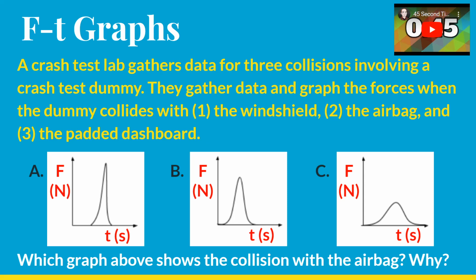Okay, so looking at this, if those were the 3 scenarios, if one of these is a windshield, one is an airbag, and one is a dashboard, which one of these graphs do you think would show the collision with the airbag? A, B, or C? What do you guys think back there, Luke? C. Yeah, C would be the one with the airbag, because the airbag has the most give to it. It's going to allow you the most time to stop, and when you do that, it reduces the force. Obviously, you'd rather hit the airbag than the windshield.